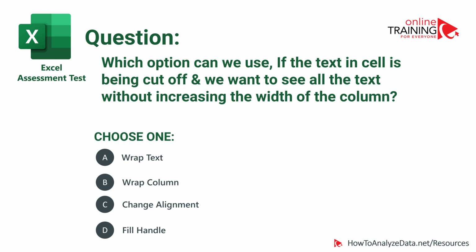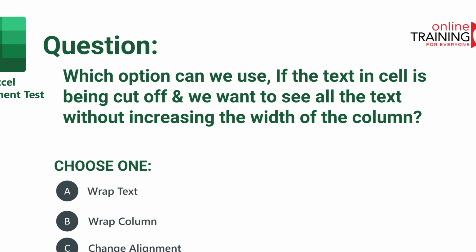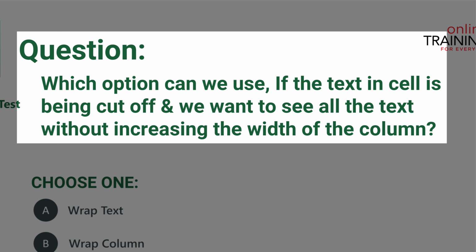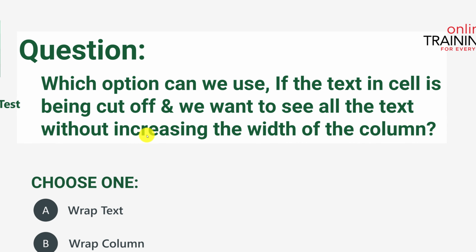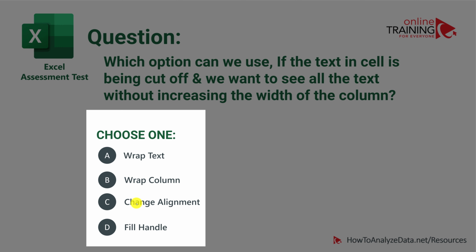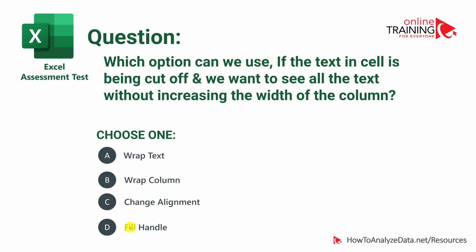Now let's look at the typical questions that test your knowledge of Excel formatting features. Which option can we use if the text in the cell is being cut off and we want to see all the text without increasing the width of the column? And there are four choices: wrap text, wrap column, change alignment, and then fill handle. Which one would you choose? Which one do you think is the right answer?